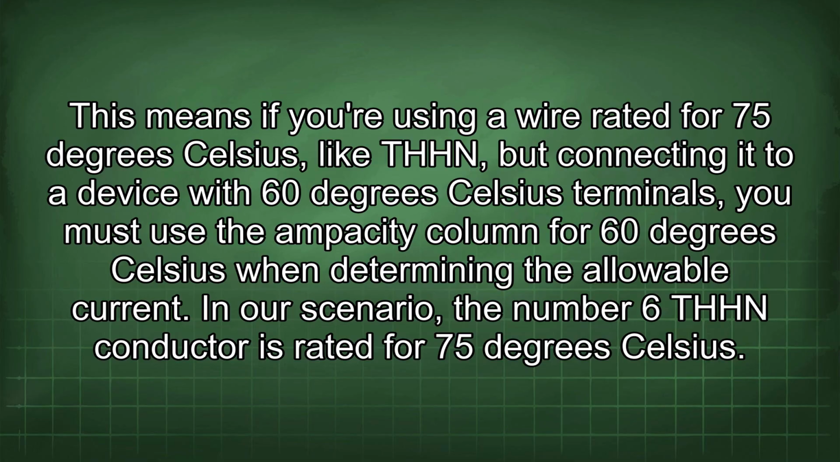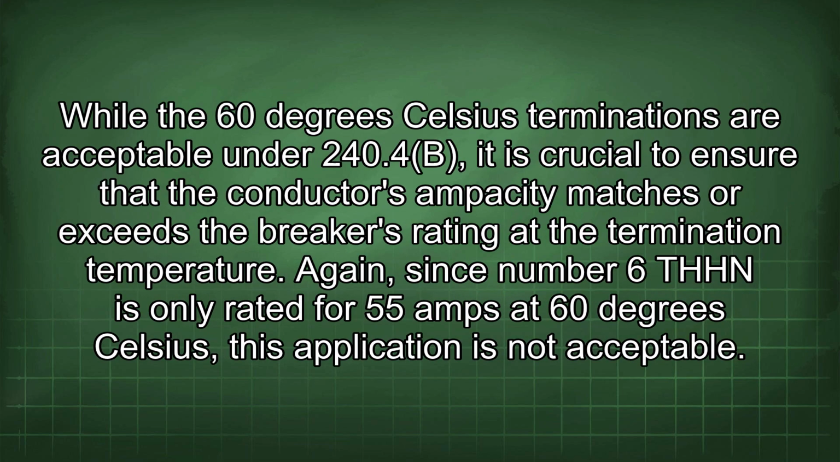In our scenario, the number 6 THHN conductor is rated for 75 degrees Celsius. While the 60 degrees Celsius terminations are acceptable under 240.4(B), it is crucial to ensure that the conductor's ampacity matches or exceeds the breaker's rating at the termination temperature. Again, since number 6 THHN is only rated for 55 amps at 60 degrees Celsius, this application is not acceptable.